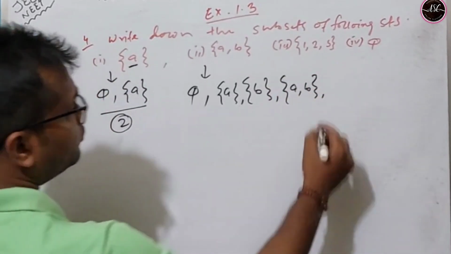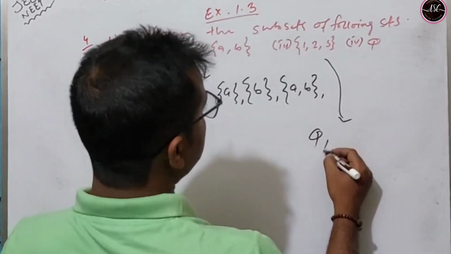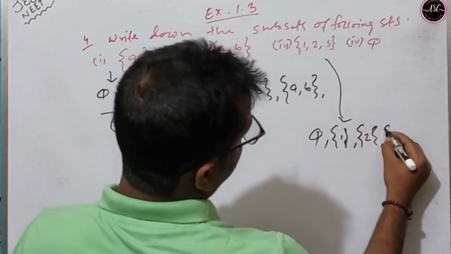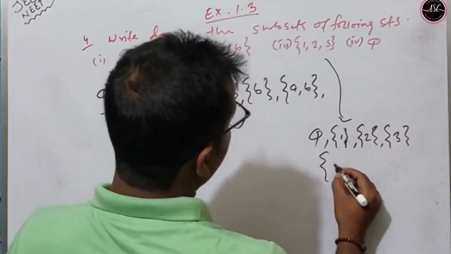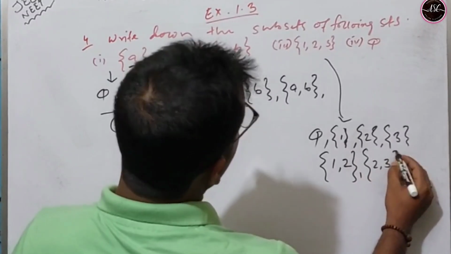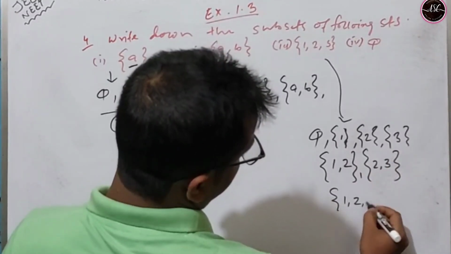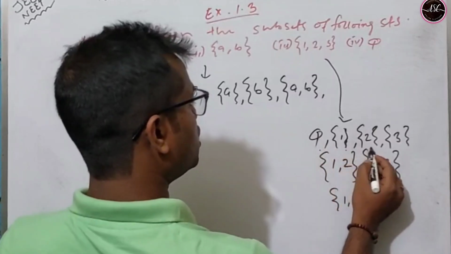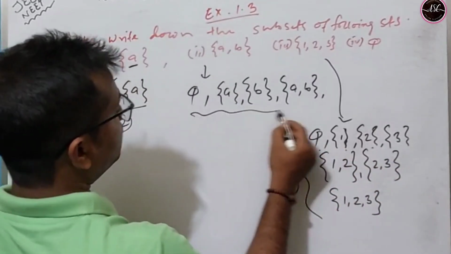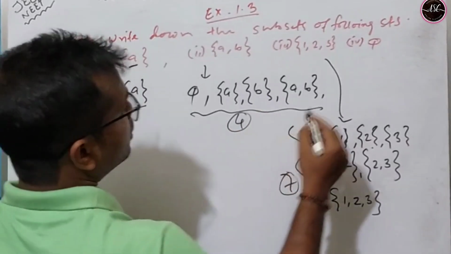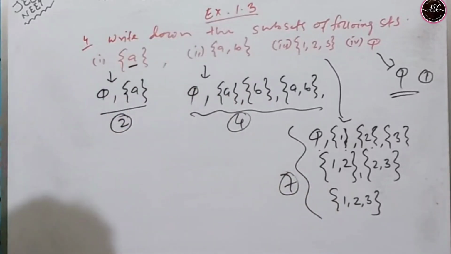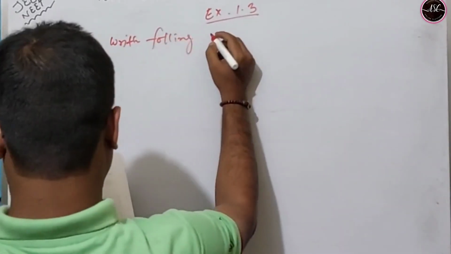Okay? And for this case, the empty set, 1, 2, 3 and {1,2}, {2,3} and {1,2,3} are the subsets. 1, 2, 3, 4, 5, 6, 7. 7 number of subsets. Here 4 number of subsets. And the empty set, only the empty set is the subset. 1 number of subset. Okay, clear?